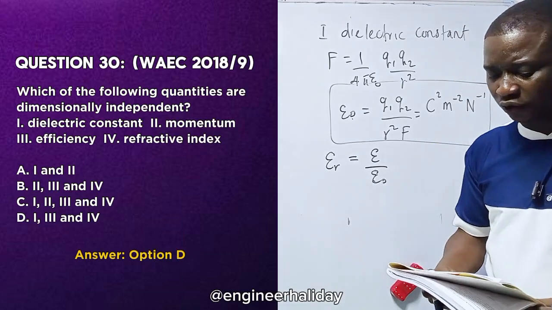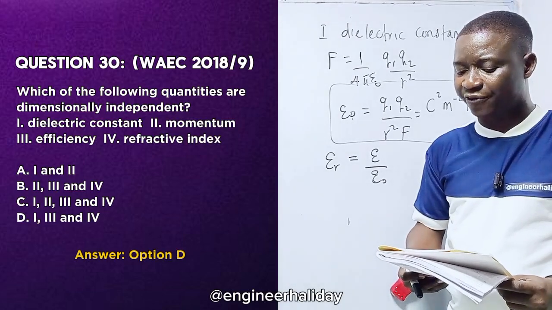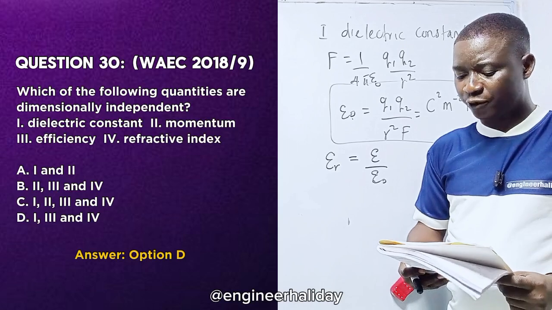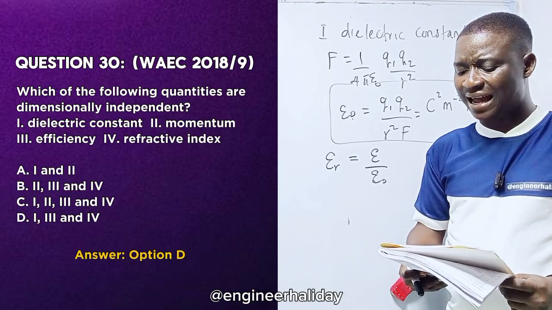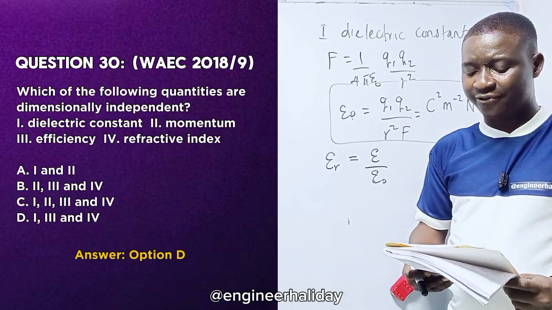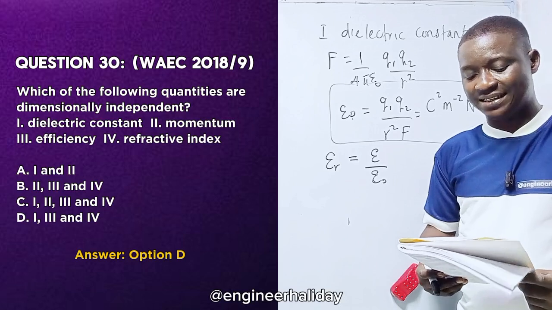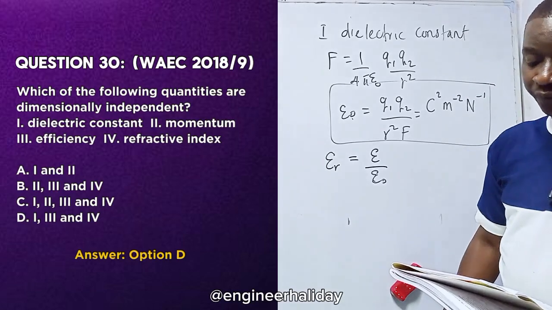Option A is 1 and 2, B is 2, 3, and 4, option C is 1, 2, 3, and 4, D is 1, 3, and 4. So I believe option D is the best answer for this question.